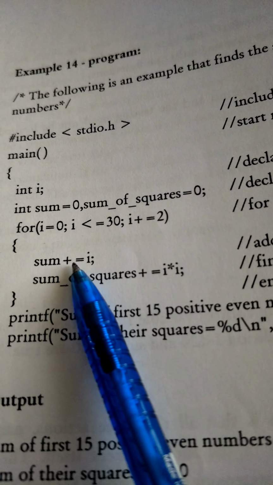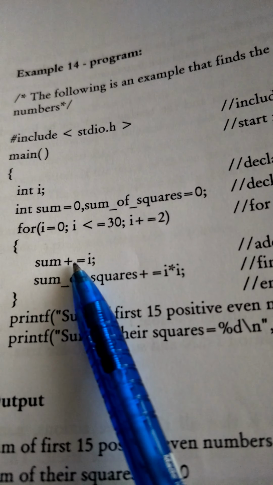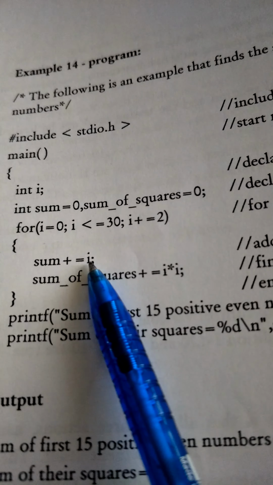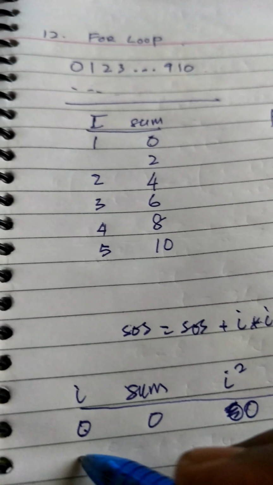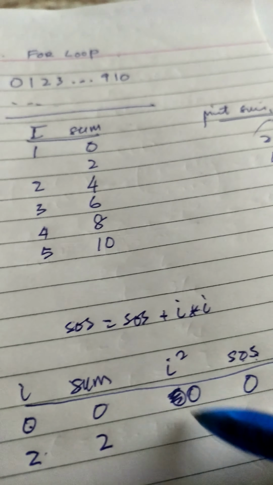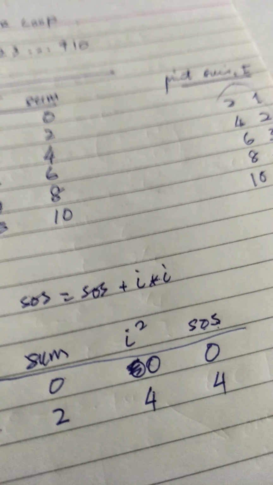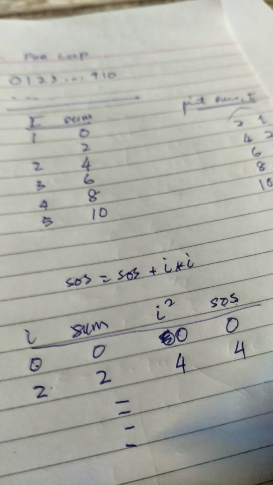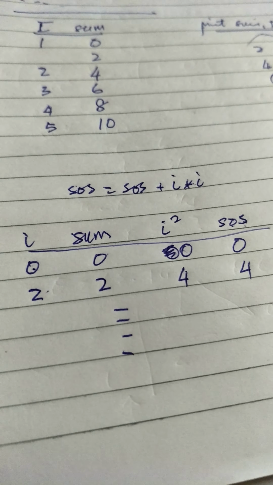Sum, you have sum is 0, 0 plus I, which is 2, you got 2. So now the value of I is 2, sum 0 plus 2 is 2, I squared you have 4, then sum of squares, 0 plus 4 is 4. And the process continues, you do the rest.